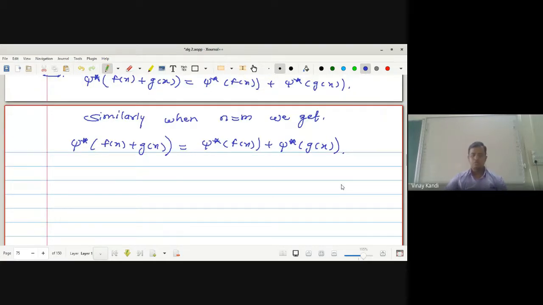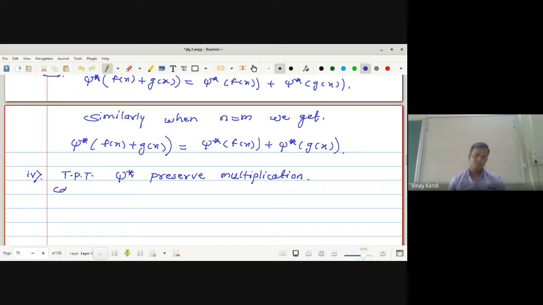Now the step number 4, the last step: we have to prove that psi star preserves multiplication.